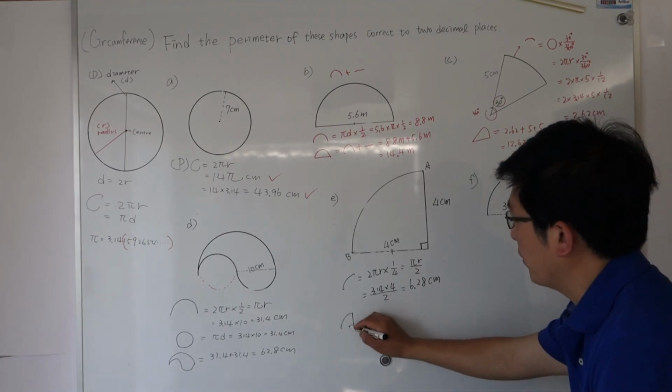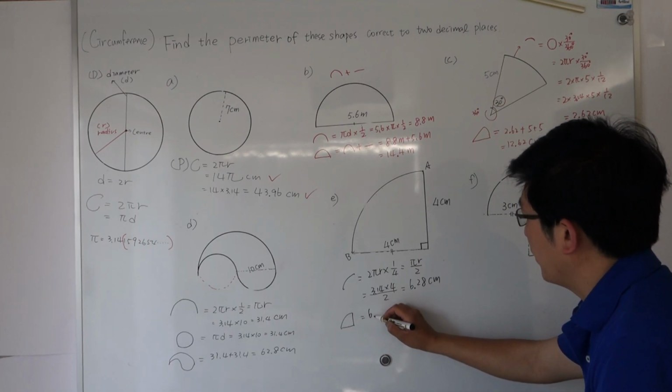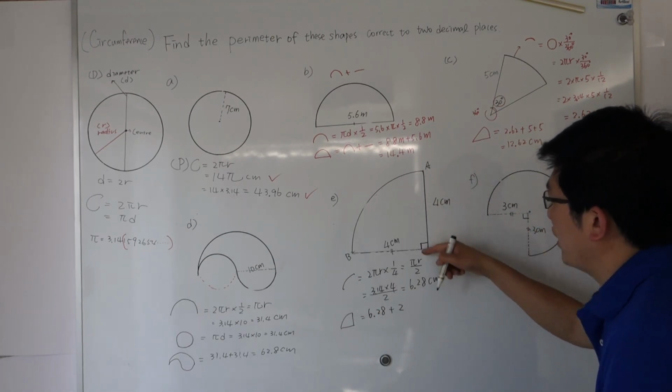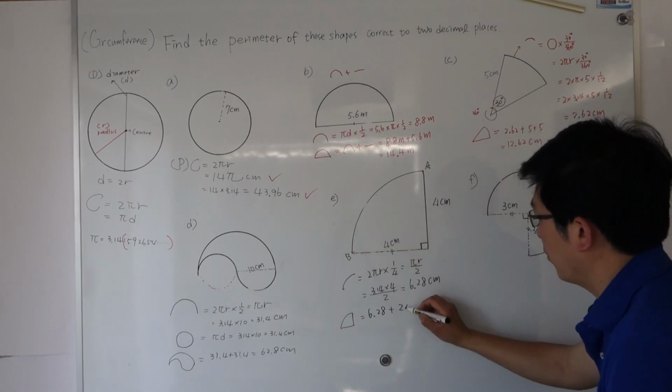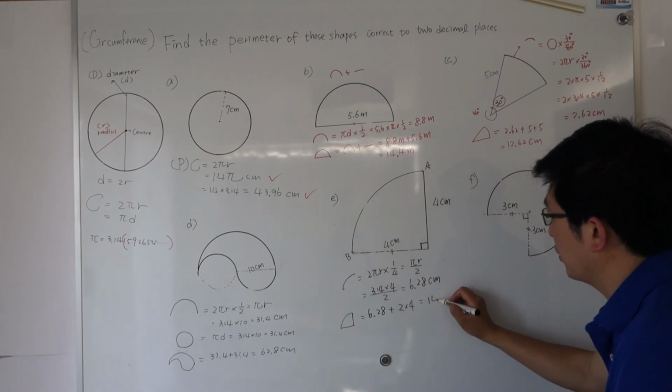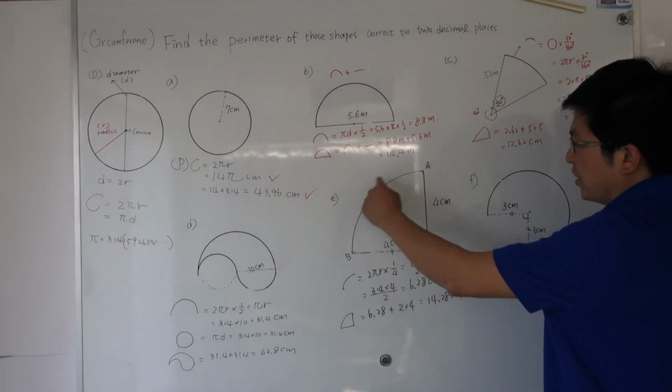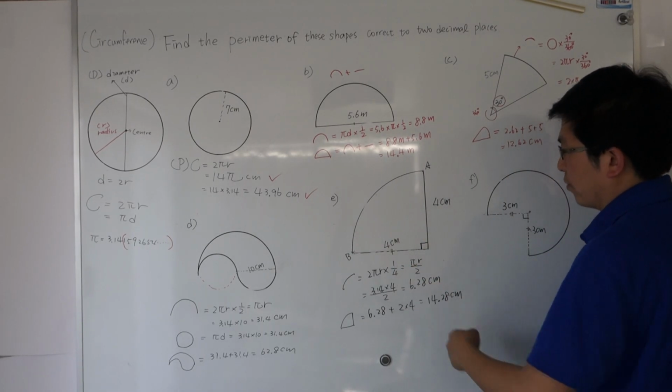So the quarter should be 6.28, the arc, plus 2 times what? Radius, right? 2 times 4. So equal to 14.28 centimeter. Right? Just this arc plus 4 and plus 4, plus 8.